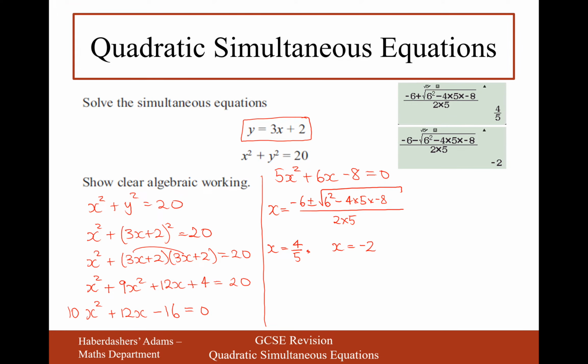Okay, so let's now find out the y solution. So it's going to be 4 over 5 times 3, that would be 12 over 5, plus 2. 2 is equivalent to 10 over 5, so it's 12 over 5 plus 10 over 5, that will make it 22 over 5. And then the x solution, it would be 3 times minus 2, that's minus 6. Add 2, that will make minus 4. So y equals minus 4. Okay, so that is one pair of solutions, and this is another pair of solutions as well.